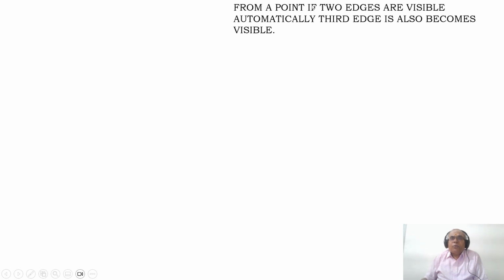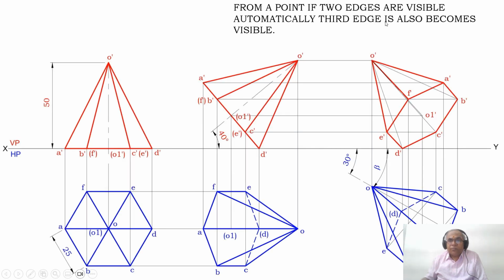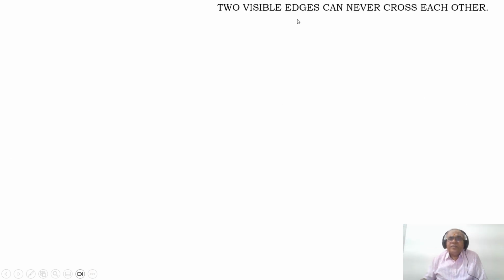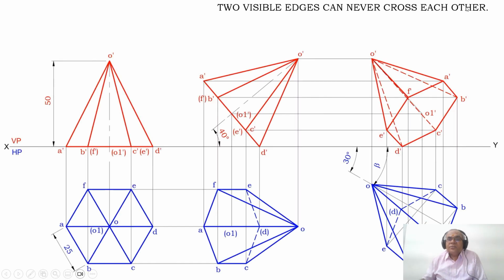Then from a point, if two edges are visible, automatically the third edge also becomes visible. So apply that rule now. Since F dash to A dash and F dash to E dash, these two edges, are visible, therefore F dash to O dash also becomes visible. Then, two visible edges can never cross each other. So F dash to E dash is visible and F dash to A dash is visible. Therefore, B dash to O dash is crossing the visible edge of A dash F dash. Apply this rule, so O dash B dash becomes invisible.